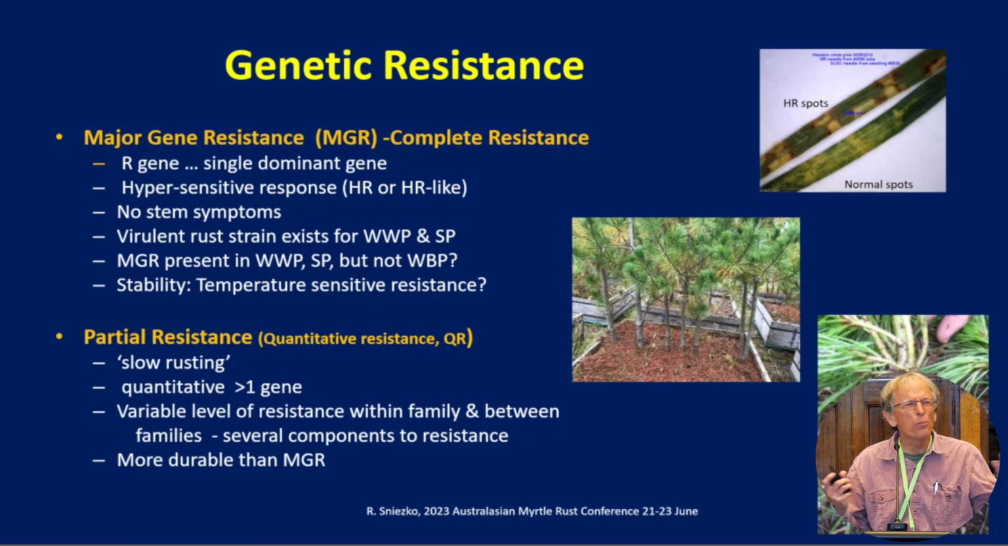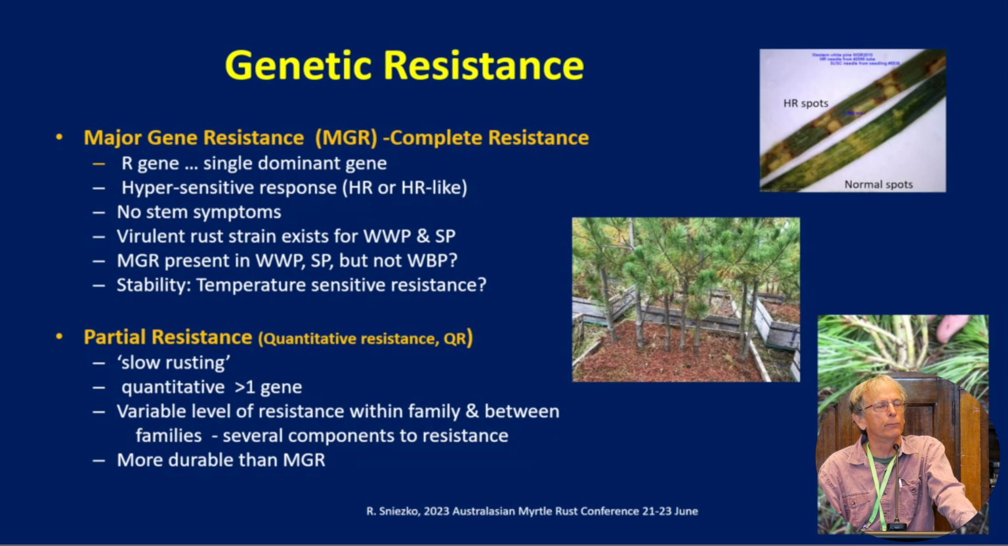Genetic resistance, 2 broad categories. There's a gray area in between them, but there's major gene resistance, which is usually due to a single dominant gene, at least in our case. And 4 of our 9 species in the U.S. have this major gene resistance documented. 2 of them now have a virulent strain of rust documented that will overcome that resistance, and we think a 3rd one, we just found a virulent strain of rust as well. So that's a warning out there for major gene resistance.